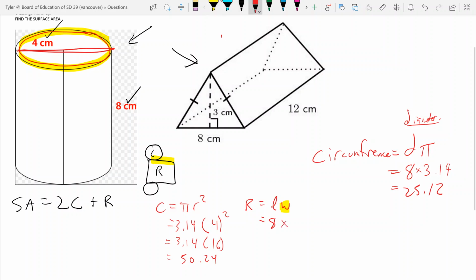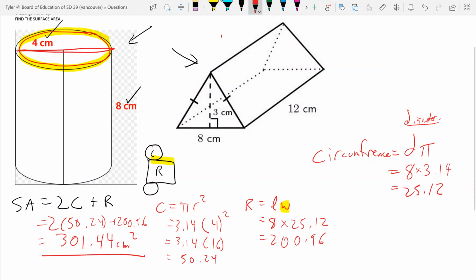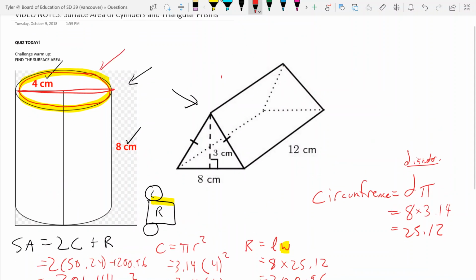So let's put the number in, 8 times 25.12. That gave me 200.96. So we put these in our equation, 2 times 50.24 for the two circles, plus 200.96 for the rectangle. I got 301.44 centimeters squared. So just be careful. If there's a question where you don't have the circumference, and a lot of them they won't give it to you, you need to figure it out using the circumference formula.